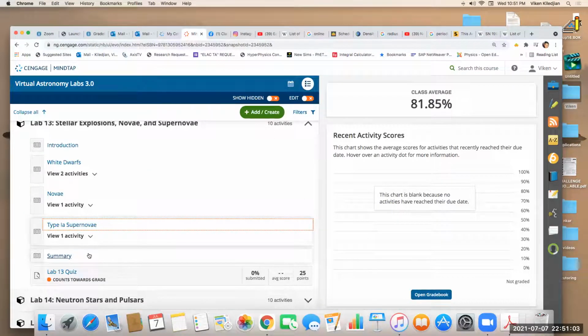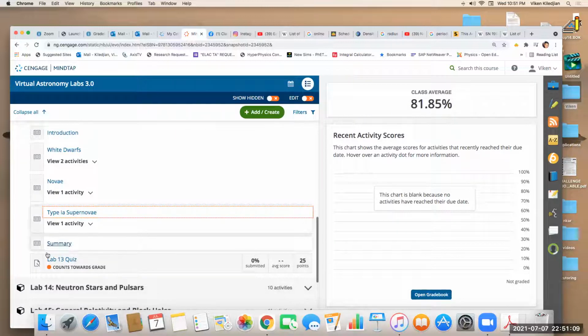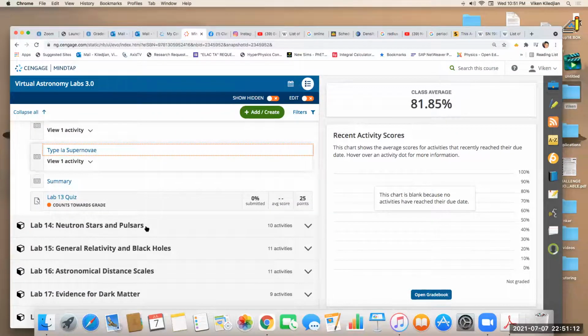Okay, guys, have a good one. So this is going to be our next lab. The following one after that is going to be about neutron stars and pulsars. We're getting into real astrophysics. This is called astrophysics: neutron stars and pulsars, general relativity, black holes, evidence for dark matter. Good stuff.